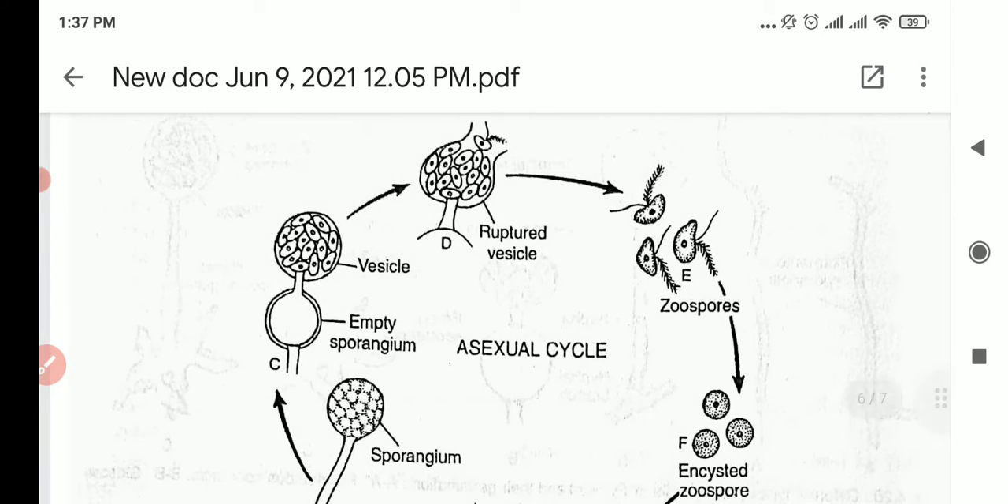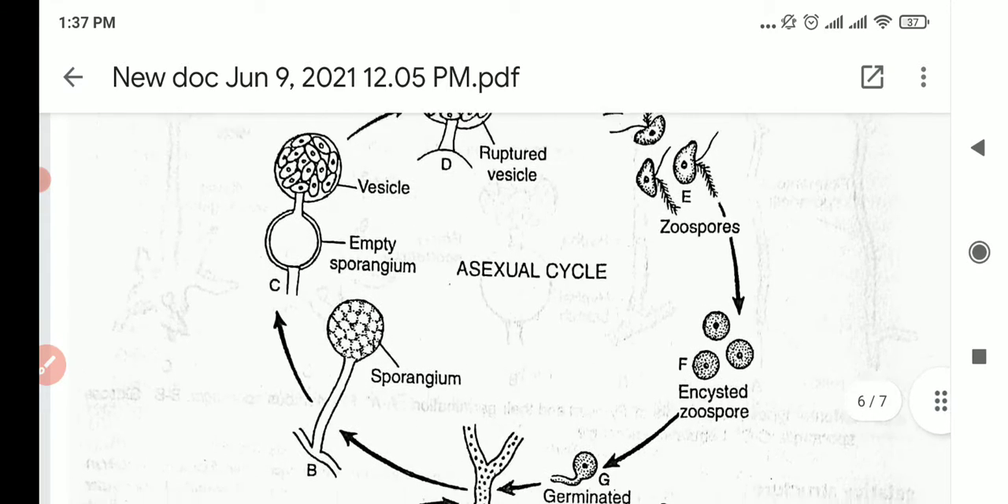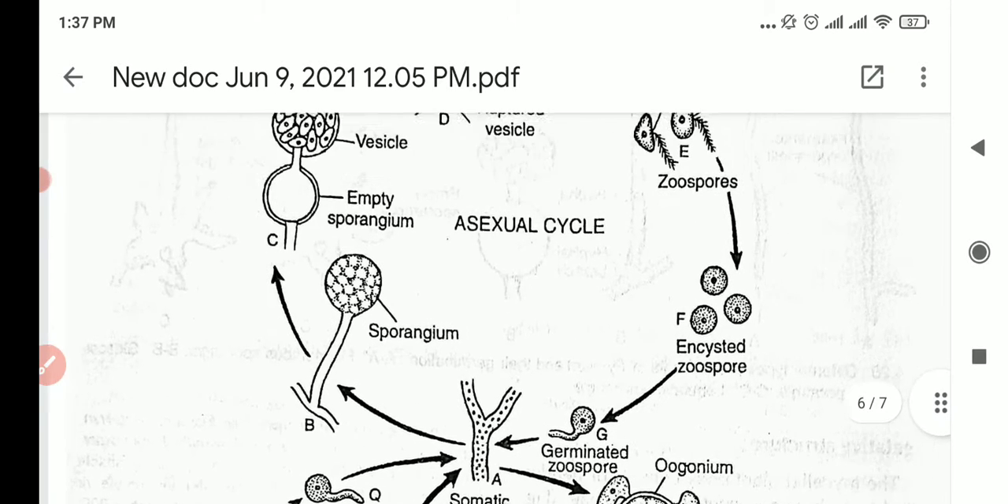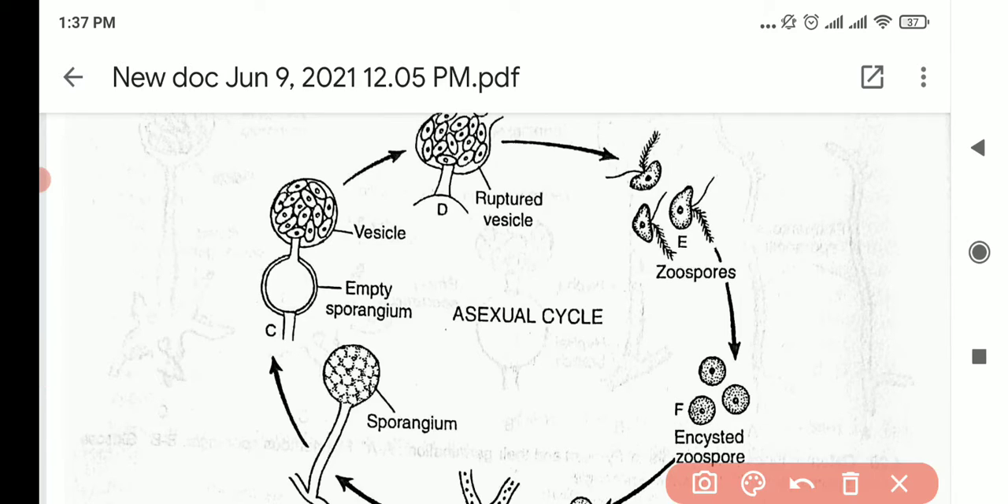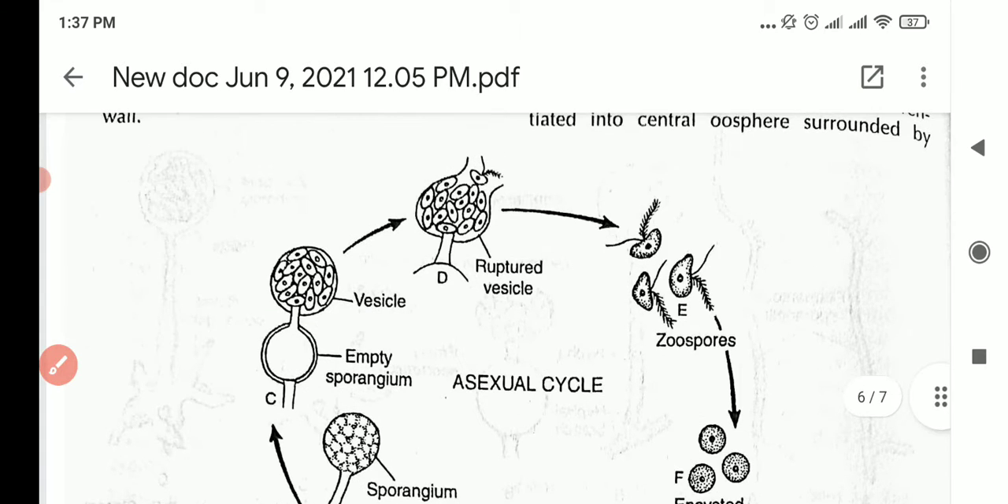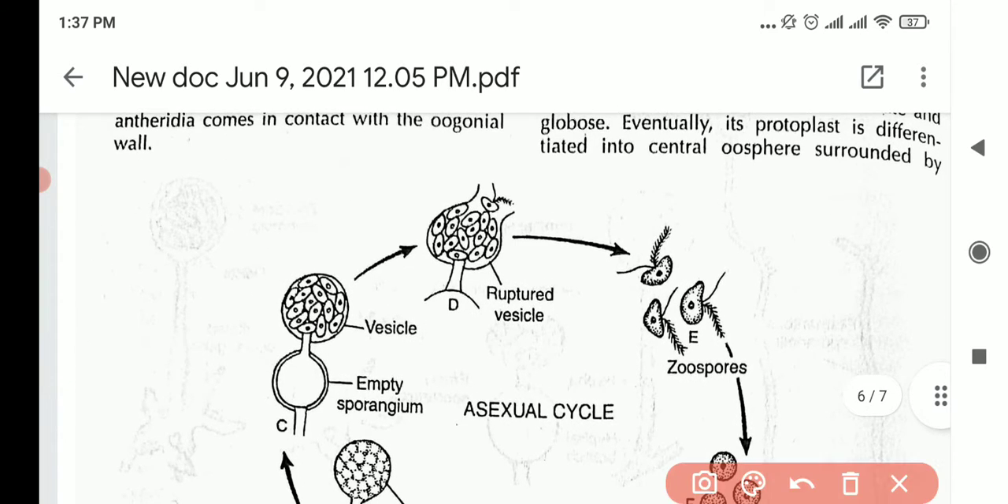Let's look first at the asexual cycle. This one is the mycelium. Then the sporangium develops at the terminal tip or intercalary part. From the sporangium you get a vesicle, and then the wall starts forming, and each of those will give rise to zoospores. Then the vesicle will burst and release them. In the water they start swimming, and when they get tired, they will encyst themselves.